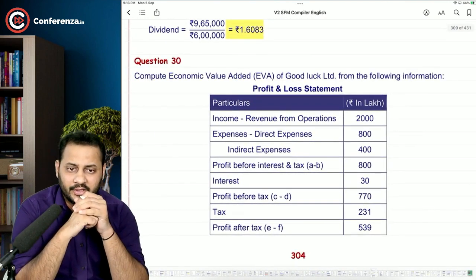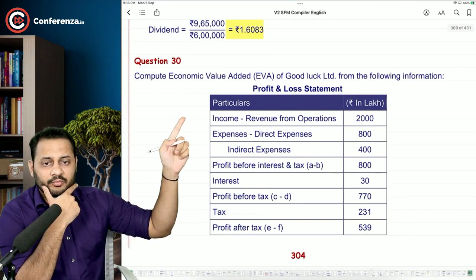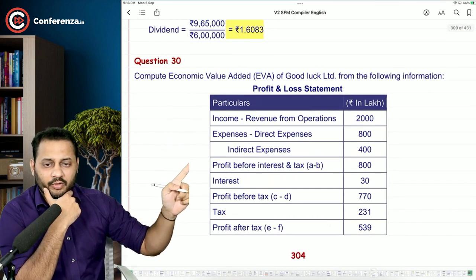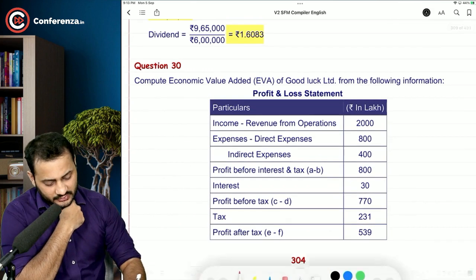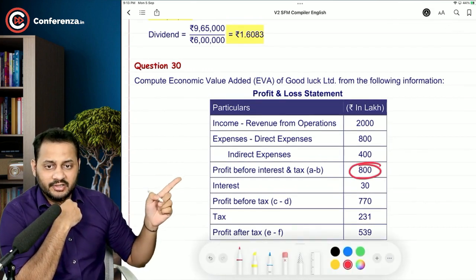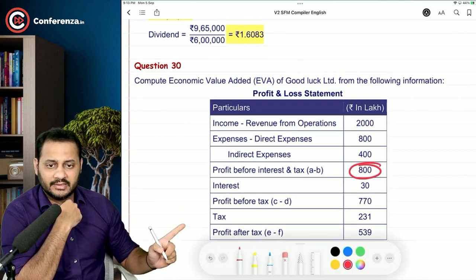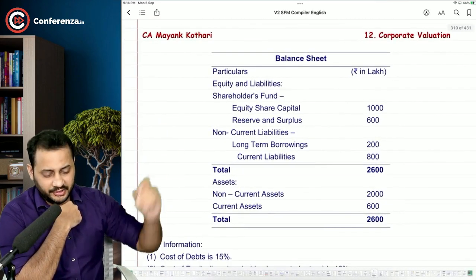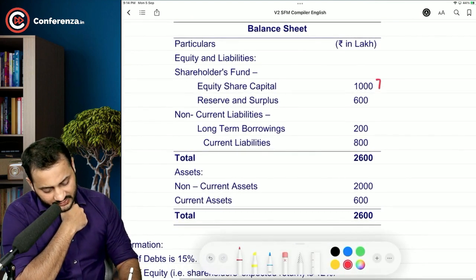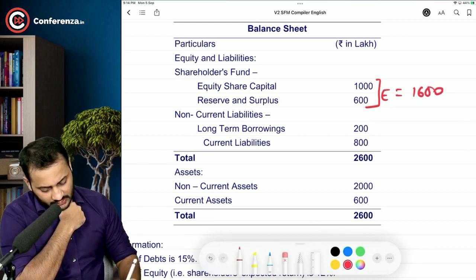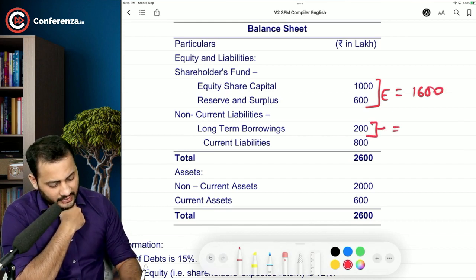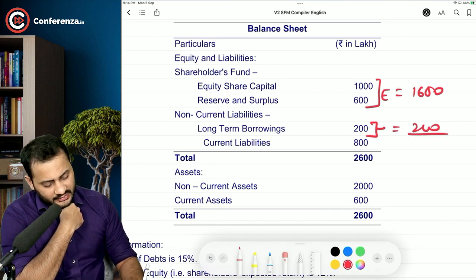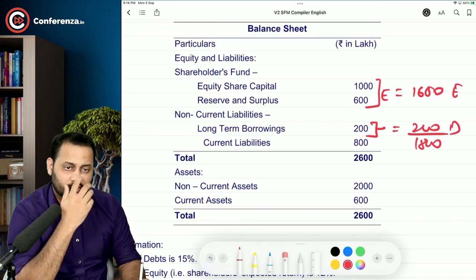Compute the economic value added. Income, revenue from the operation, expenses, profit before interest and tax. So this is important for us. Interest, profit before tax, tax and profit after tax. Balance sheet. So if we go in the balance sheet, this much is the equity holders' part, that is 1600 crore. And this much is the debt holders' part, that is 200. So total capital is 1800, equity plus debt. Am I right? Yes, sir.